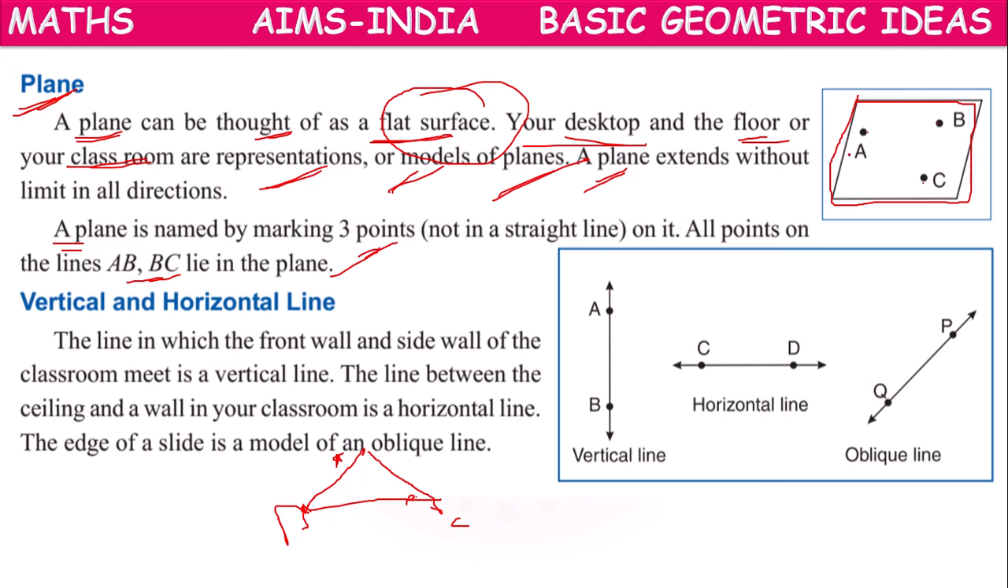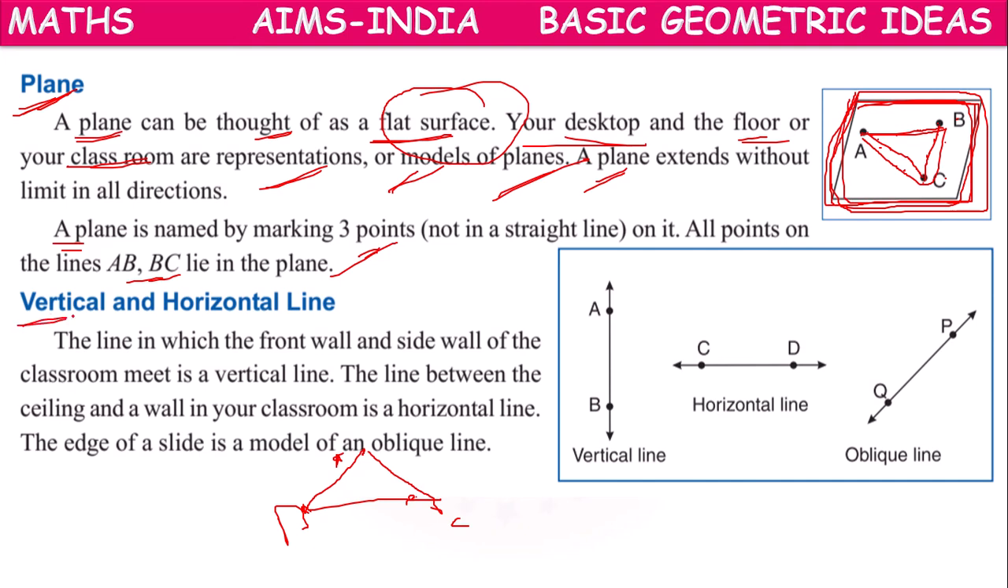If we have more than 2 points, then we can locate the 3 points in a plane. So all points on the lines: suppose here we have a line AB, line BC, and line AC. All the points on BC or AB or AC are in the plane, this ABC plane or this rectangular plane.